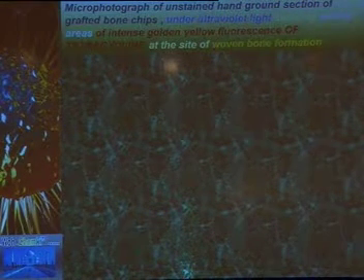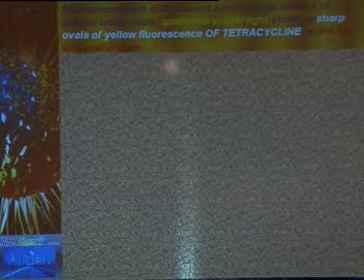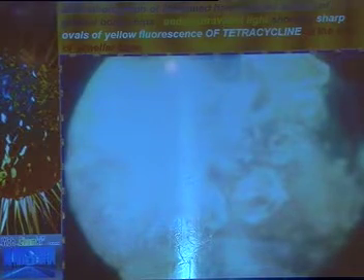After tetracycline fluorescence, we can see the general architecture of the bone showing circumferential and tubular lamellae. Here we can see intense golden yellow fluorescence at the site of woven bone formation, and sharp ovals of yellow fluorescence in the areas of lamellar bone formation can be seen here.